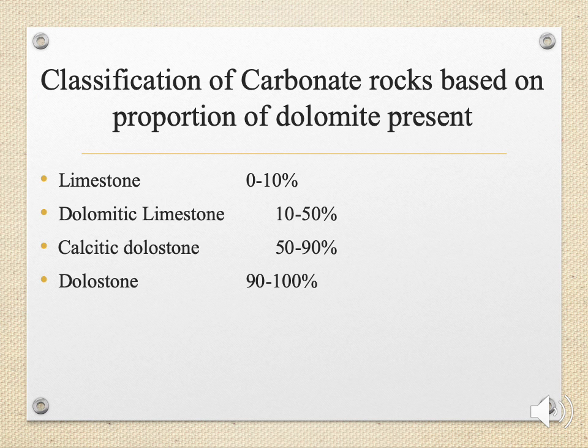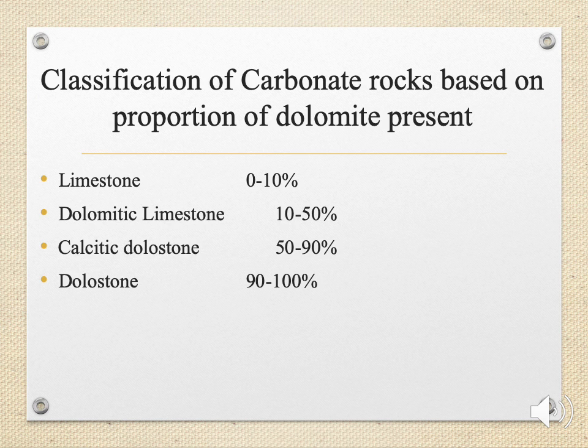So how do we classify a carbonate rock as dolostone or limestone? This is going to be based on the proportion of dolomite present. If there is 0 to 10% dolomite present in a carbonate rock, then it's going to be a limestone. If you have 10 to 50%, then it's going to be a dolomitic limestone. If it's 50 to 90% dolomite, then it's going to be a calcitic dolostone, and if it is 90 to 100% dolomite, then it's going to be a dolostone.